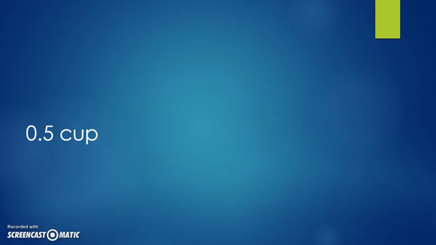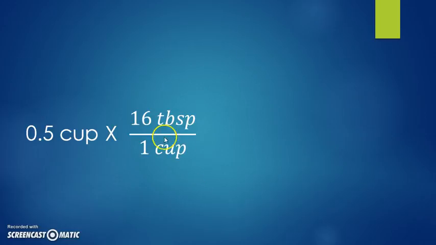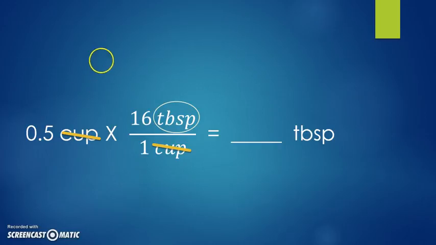You have a half a cup of flour, and you're going to multiply it by a conversion factor where you have cup on the bottom because cup is on the top here. That allows you to cancel the cups and end up with tablespoons. The next step that you need to do then is to calculate the number. Now that you've got your units canceled, you can go back and do the numerical part.